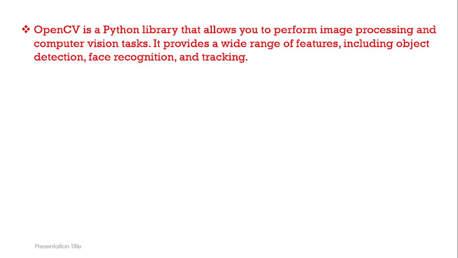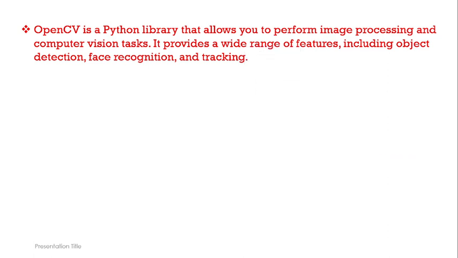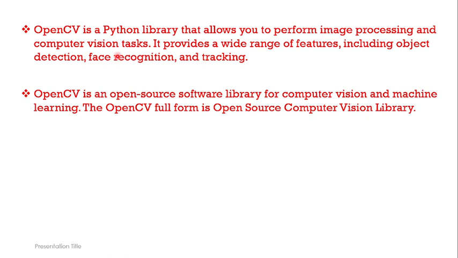Before going further, you have to know what exactly OpenCV is. We can say it's a library that allows you to perform image processing and computation tasks. Moreover, it has a lot of features including object detection, face recognition, and tracking. Exactly what is OpenCV? It's an open source software library for computer vision and machine learning. The full form is Open Source Computer Vision library. If you want to continue research work on image processing or anywhere, definitely it will be useful for you.